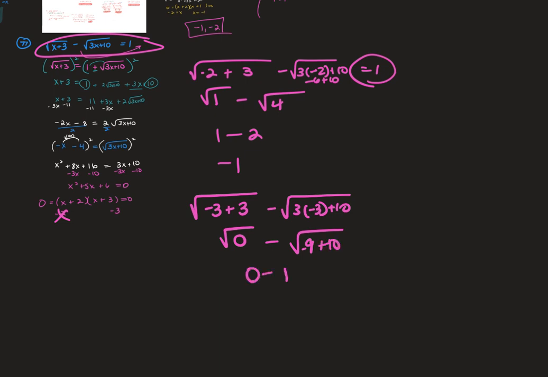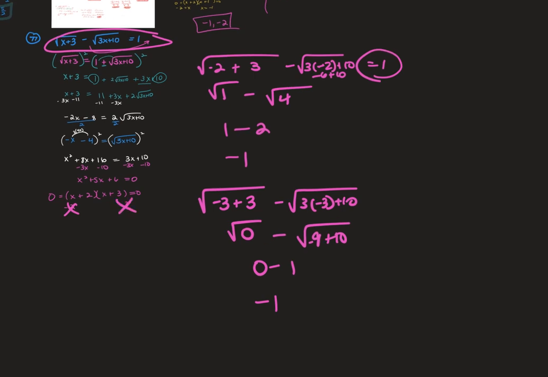And I get 0 minus 1 again, and that's negative 1. And that doesn't work. So this would be a no solution one. Sophia: So you always have to check the equations when they start with square roots.